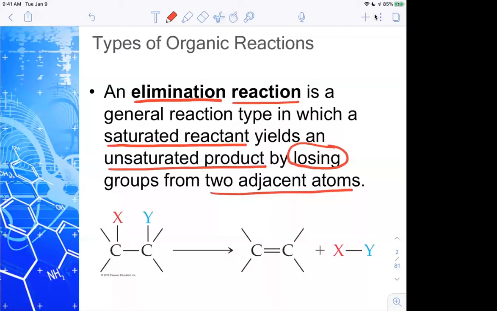This is a saturated carbon-carbon compound. And what I get is an unsaturated double bond. And I also get XY. This could be water, this could be HX, this could be a whole bunch of different types of reagents, this XY that is eliminated. So we're going to look at that. These types of reactions are going to be studied very in depth in chapter 7. The addition reactions are what we're going to deal with in this chapter, chapter 5.